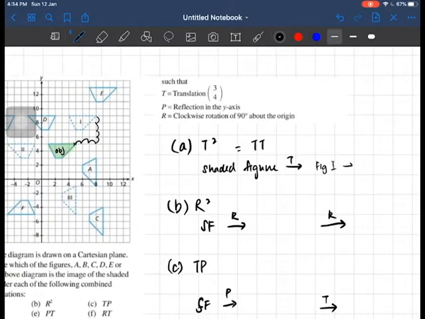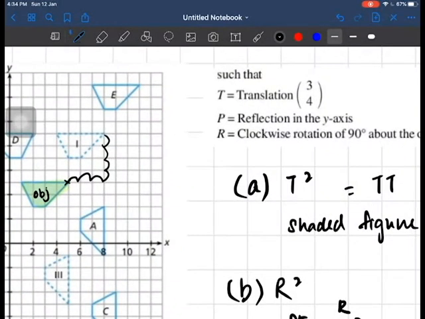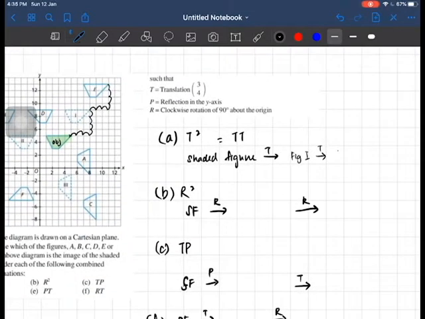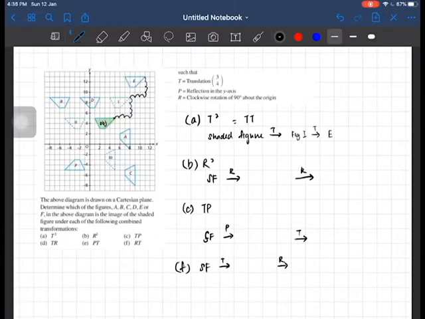But they need T squared, so both translation processes undergo consecutively. So we'll undergo the translation (3, 4) again from figure I. Right. So the final image I have is E. So under T squared transformation, my shaded region will form an image of E, which is this. Right, so next.